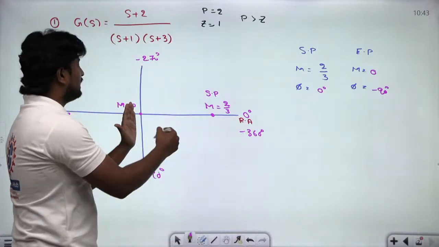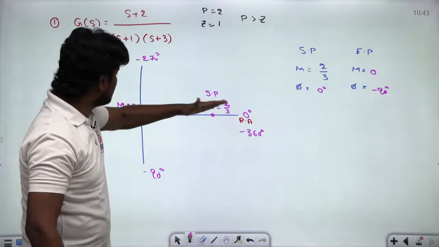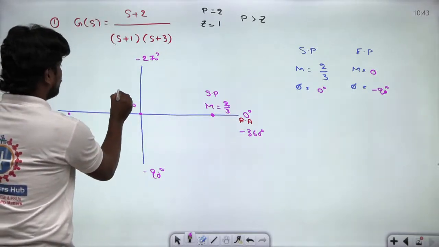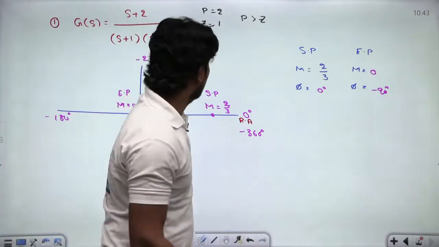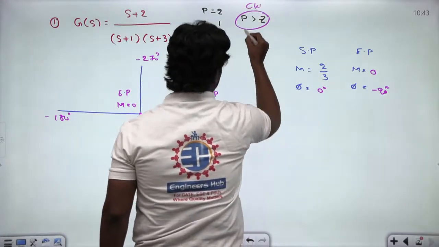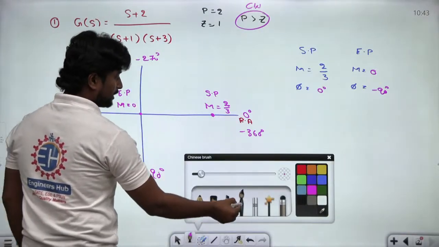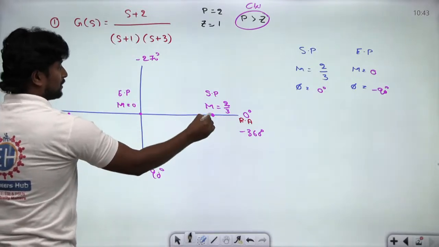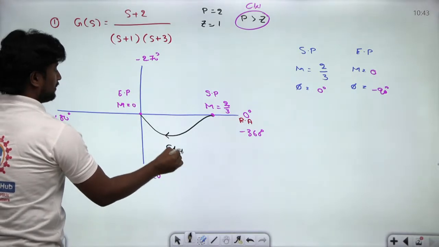Before -90, it reaches the origin. See, it is starting at 0 degrees phase, and before -90, it reaches the origin. This is the ending point position. How to draw the plot? Already you know it. If the number of poles dominates the number of zeros, this looks like what? Clockwise direction, right? Check it carefully. See, this is the anti-clockwise direction, and this one is the clockwise direction. Done. Answer done.